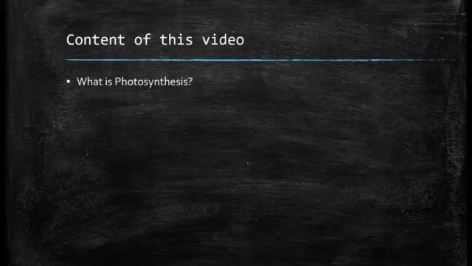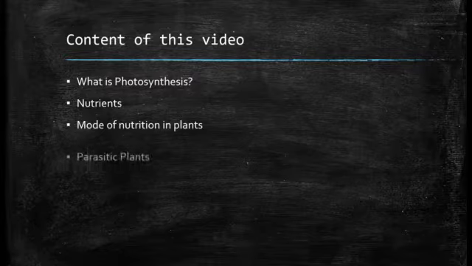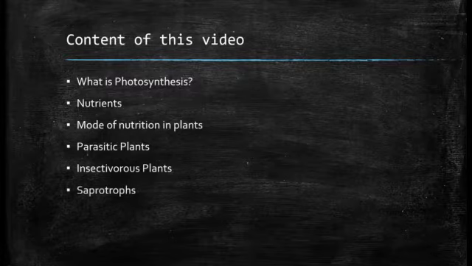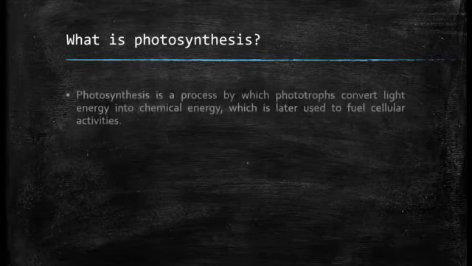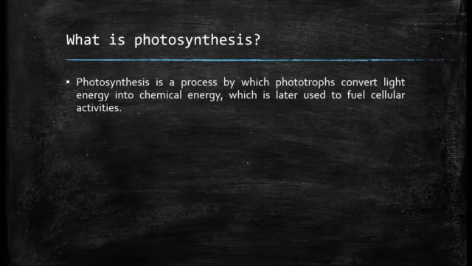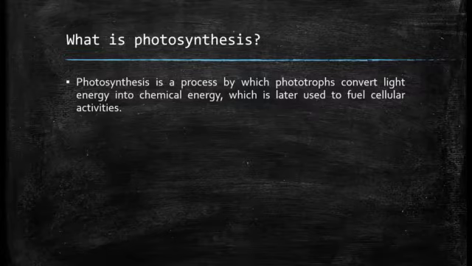So the content of this video includes what is photosynthesis, what are nutrients, some modes of nutrition in plants, parasitic plants, insectivorous plants, as well as saprotrophs. So let us begin. First of all, let us tell what is photosynthesis. The answer is that photosynthesis is a process by which phototrophs convert light energy into chemical energy, which is later used to fuel cellular activities.